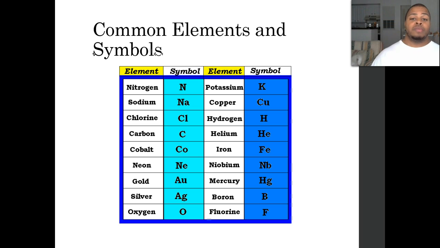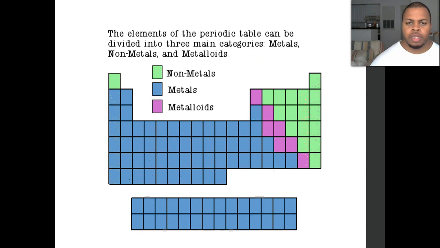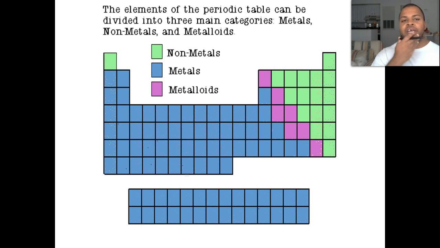These are some common elements, and I put these on here because these are common ones that a lot of people mess up, just because either the symbol doesn't look exactly like the name or little things here and there. But again, you have your periodic table in front of you. You'll be able to find a lot of these and just get used to messing around with them and learning from them. Now, the elements on the periodic table can be divided into three main categories: metals, nonmetals, and metalloids.